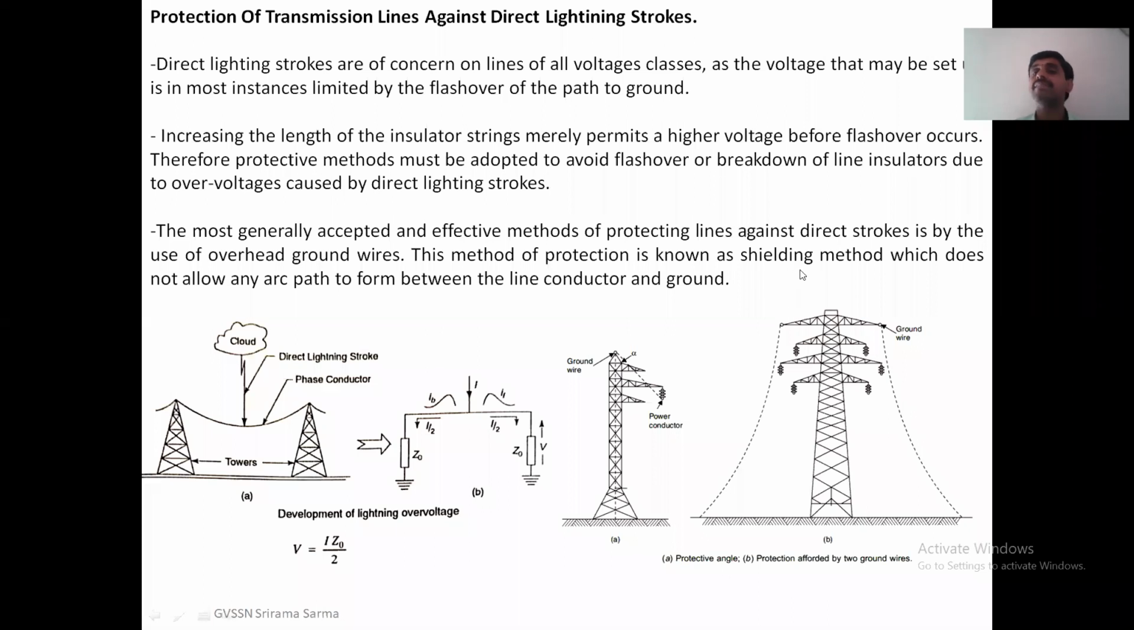Why do we say it is a shielding method? It does not allow an arc path to form between the line conductor and the ground. There is no arc between the line conductor and the ground. If it is a non-shielding method, you can observe across the insulator, if you connect a rod gap, there is a formation of an arc between the line and the ground. So that is a danger. So in these lightning strokes, it is a non-shielding method that does not allow the arc path.